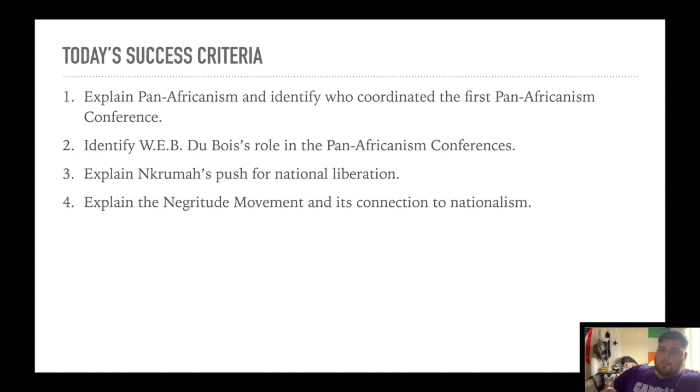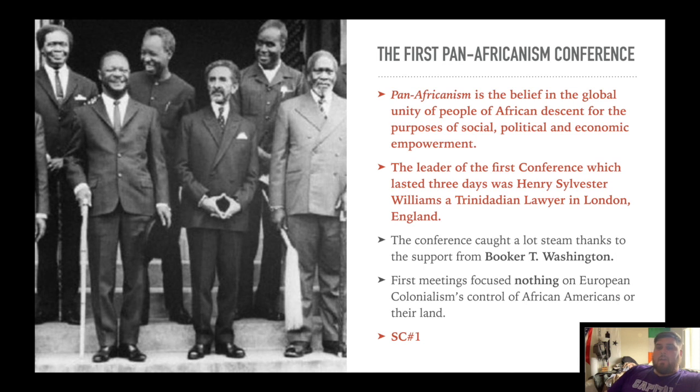So, getting into today. Very first slide here, the first Pan-Africanism conference. First off, we need to understand what Pan-Africanism is. Pretty simply, we got Pan and you got Africanism. Africanism is pretty simple, right? You think of African people. Good. Pan, on the other hand, is where we get a little kind of confused.